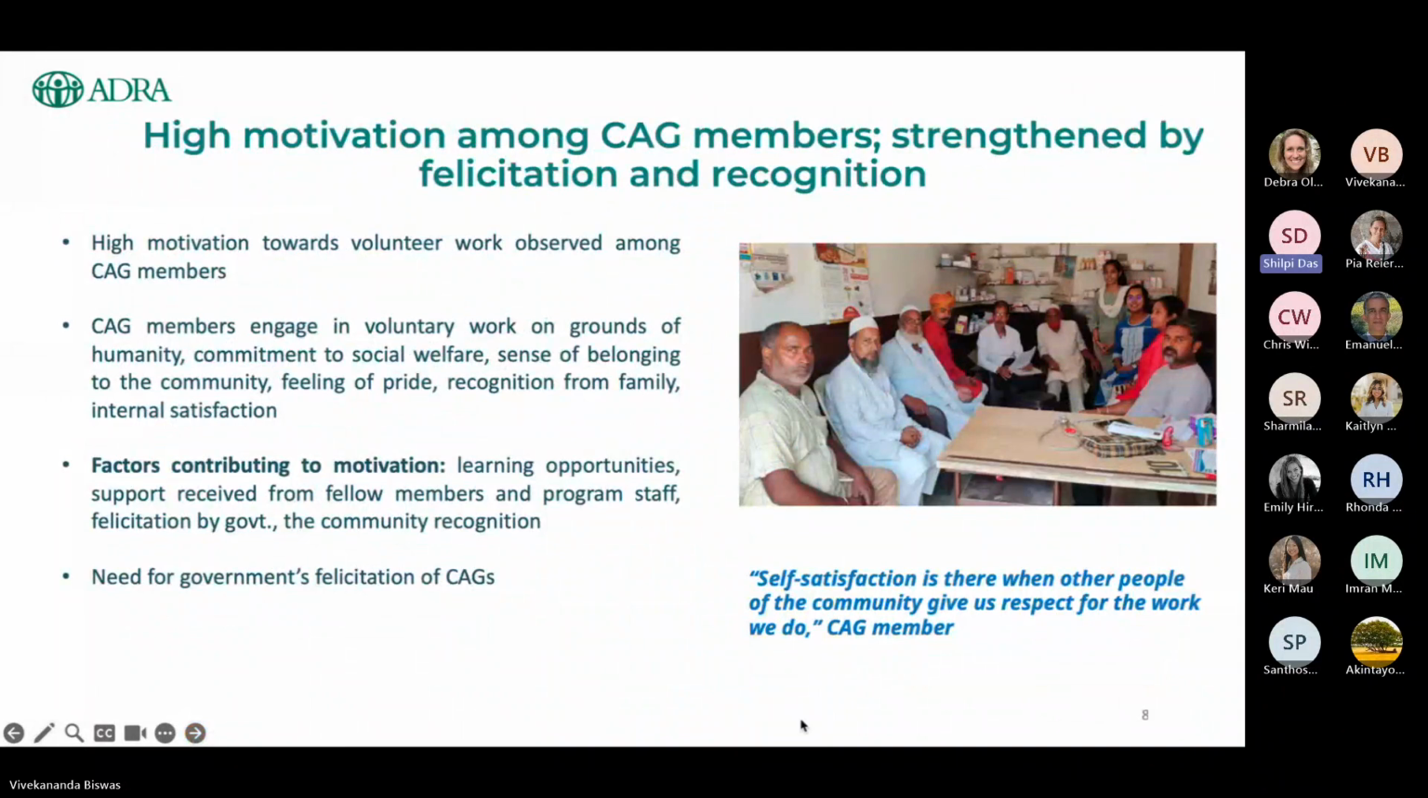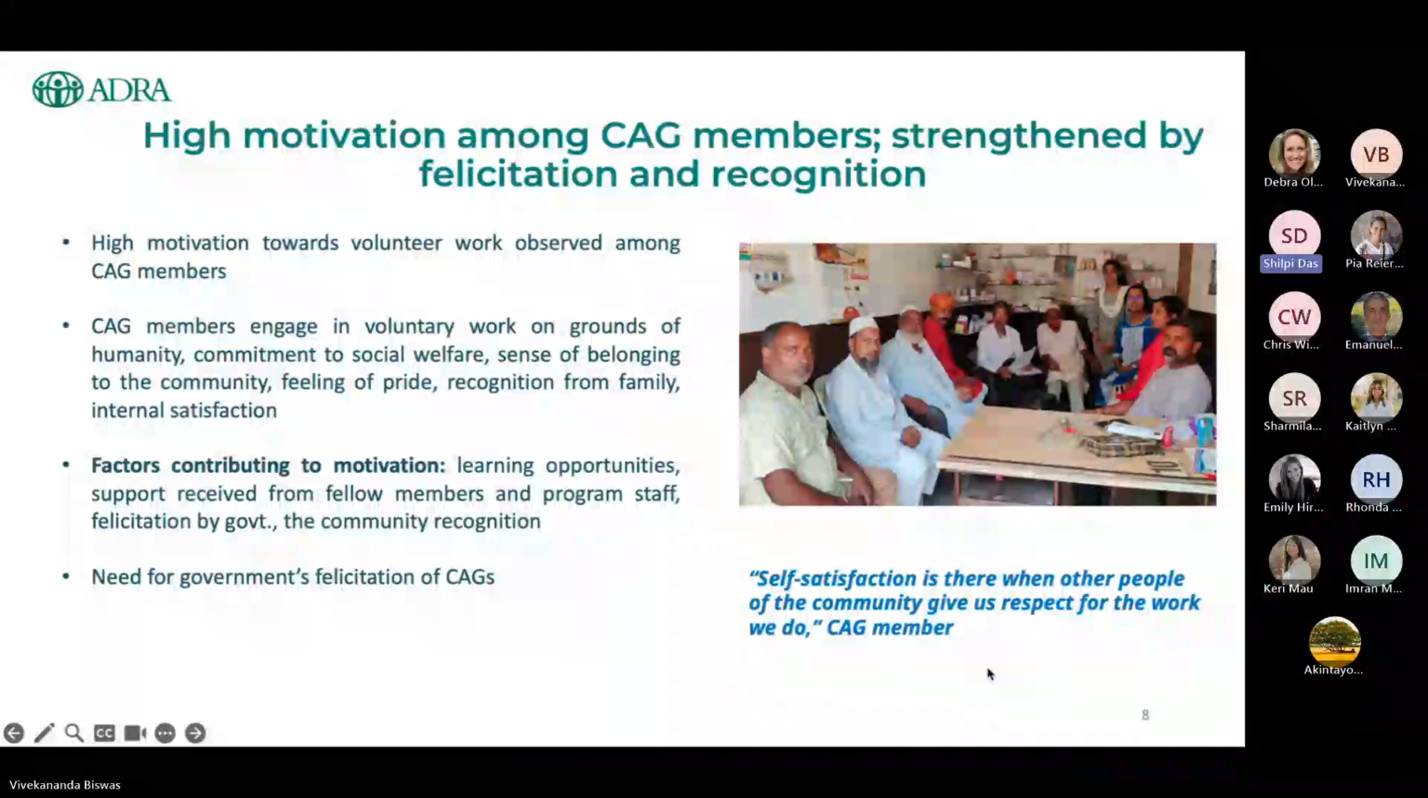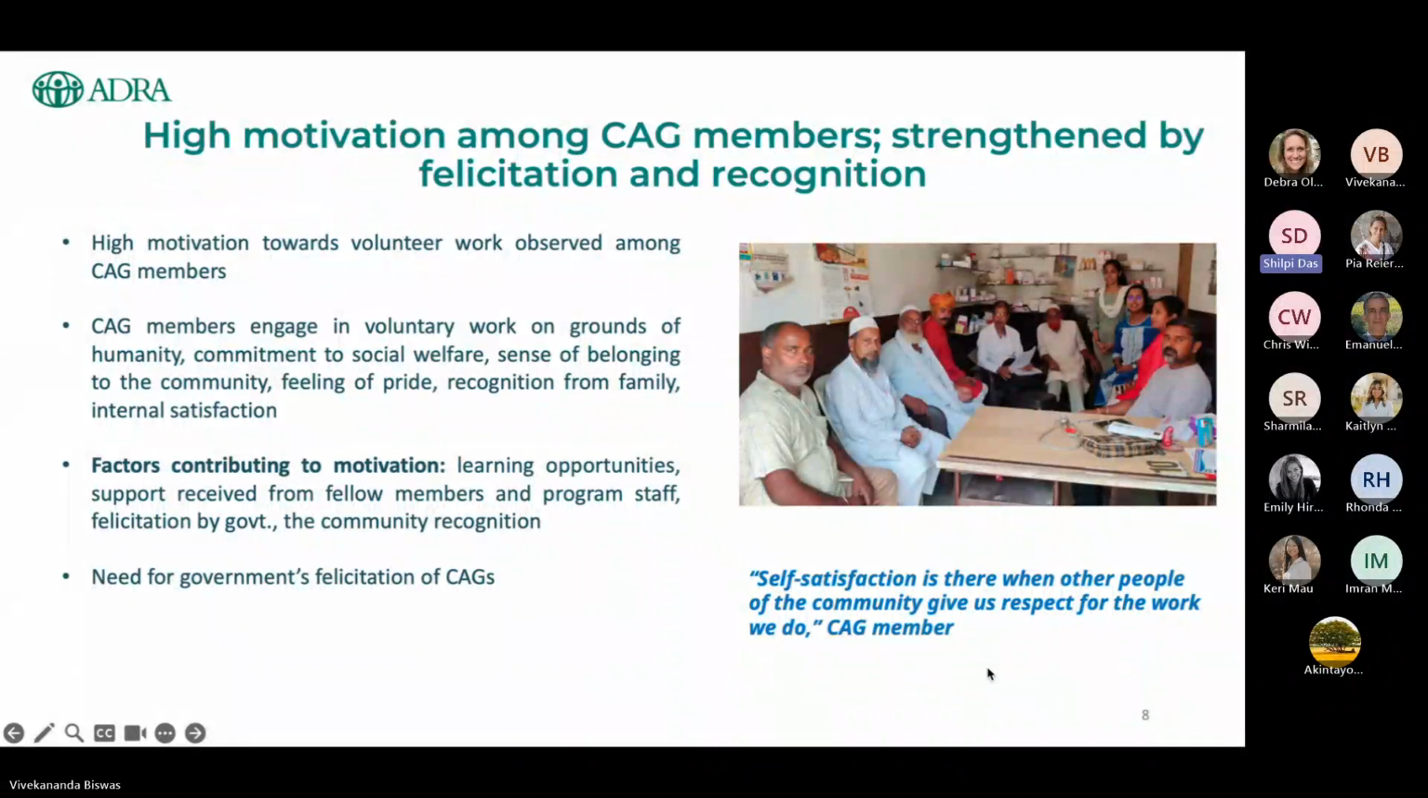So one of the objectives, as I mentioned, the first objective was to find the enablers of motivation among the CAG members. What motivated them basically? Based on analysis of qualitative data and interaction with CAG members, the key findings included a high sense of pride. The CAG members felt pride and inspiration from these government affiliations, the recognition they were getting, basically. So high motivation towards voluntary work was observed among the CAG members.